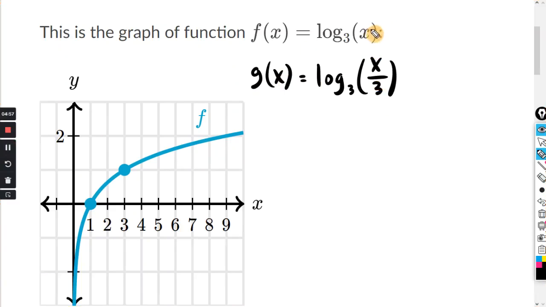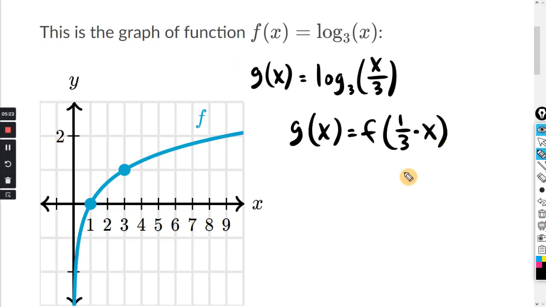How do we get from x to x divided by 3? We just multiplied it by 1/3. All right, so really, g of x, it's the same as f of x times 1/3, or you can just say f of 1/3 times x. If you took the f function and multiplied the x times 1/3, you would get x over 3. So g of x is the same as f of 1/3 times x.